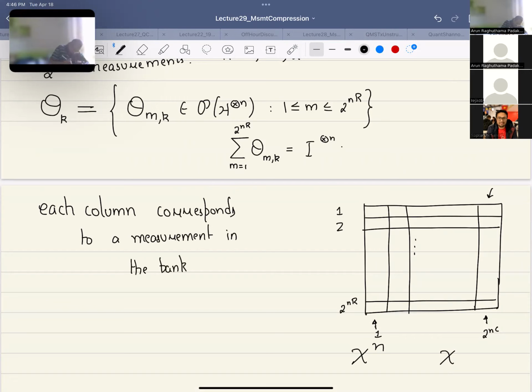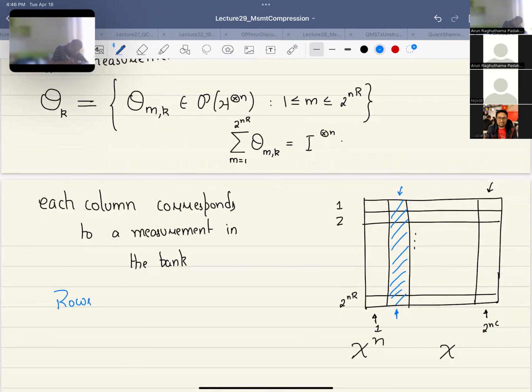So suppose I consider one such column. There are 2 power nr rows, right? These 2 power nr rows are the different outcomes of that measurement. So the rows in a column correspond to outcomes of a particular measurement.